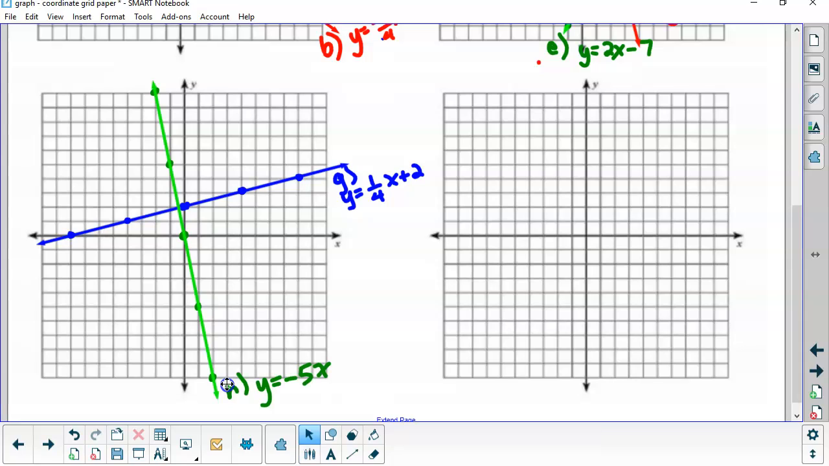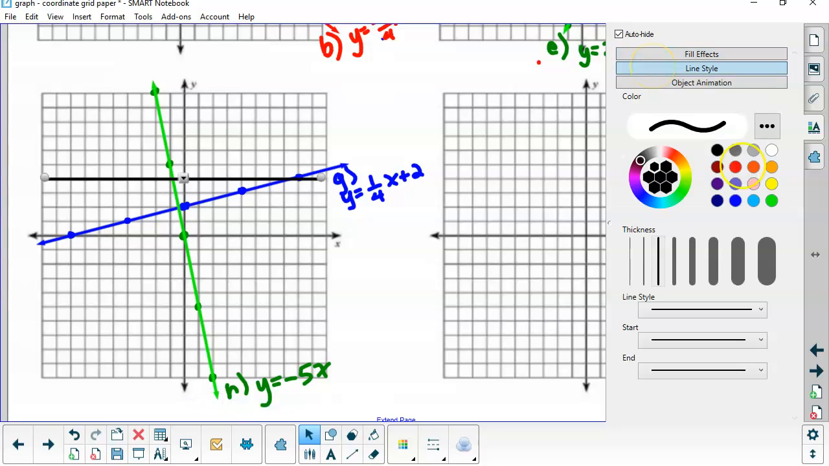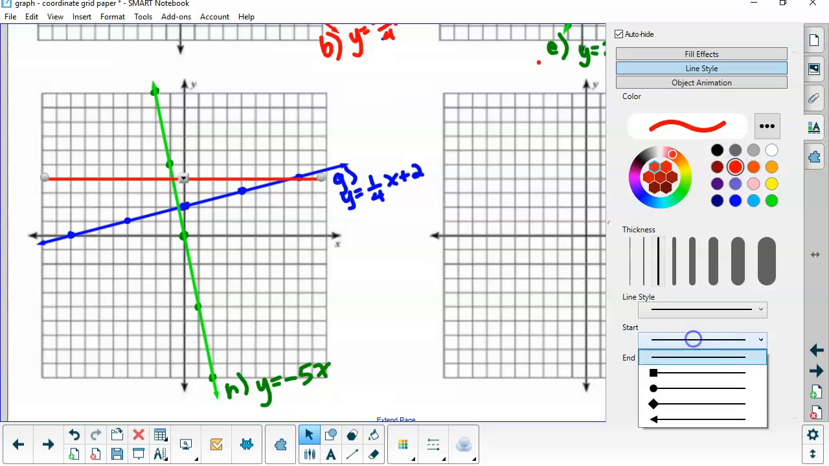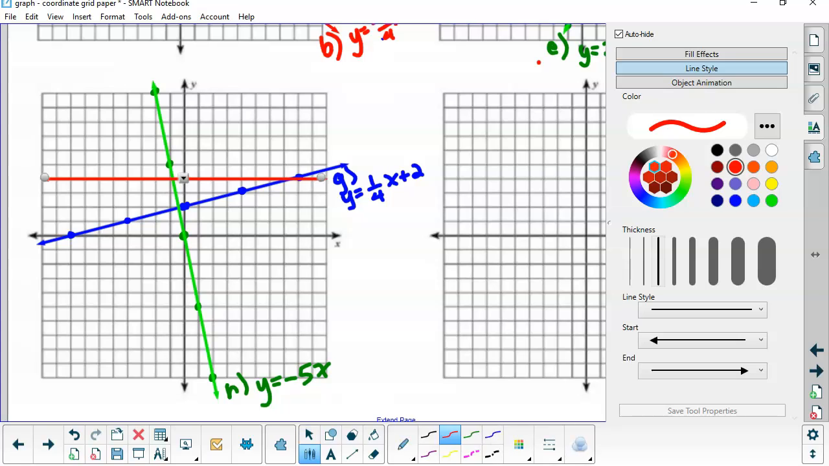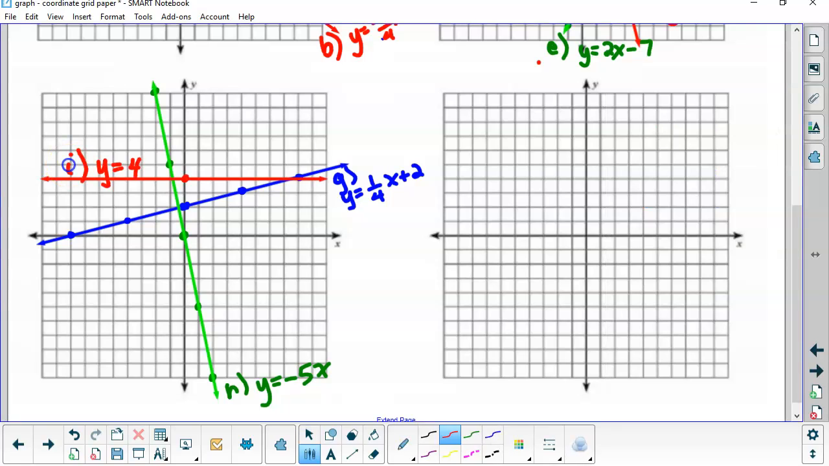Okay, and then y equals 4. So remember, the slope is 0. Y-intercept is 4, 1, 2, 3, 4. Slope is 0 means it's going to be a line that's horizontal through that y-intercept. Okay, and that's y equals 4. So anytime you have y equals a number, it's a horizontal line. Start memorizing it if you have to.